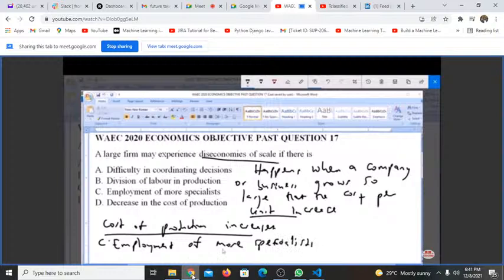Now, when more specialists are employed, it means the cost of production increases due to the fact that their salaries and wages have to be paid. So, the employment of more specialists increases cost of production via the salaries of the employees. So, it happens when there is C, employment of more specialists.